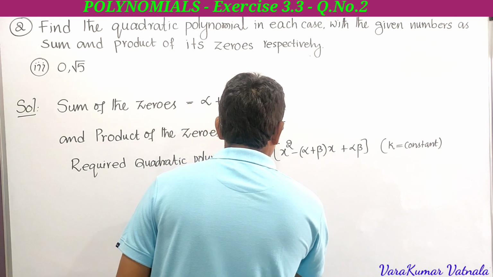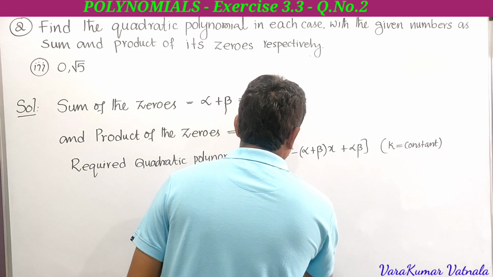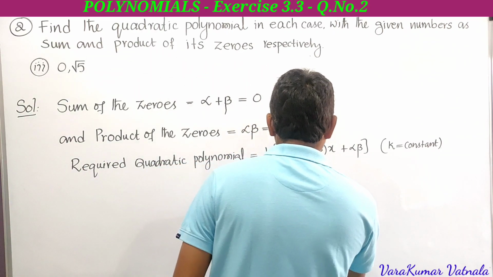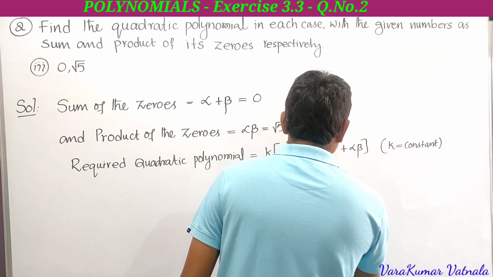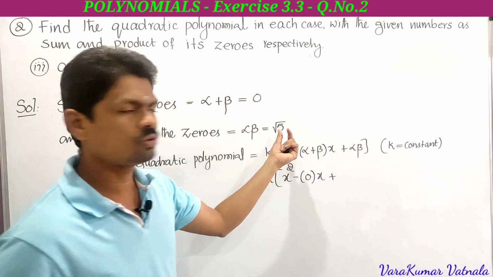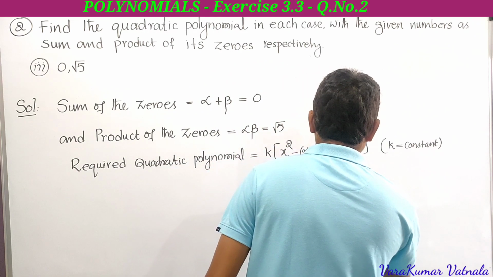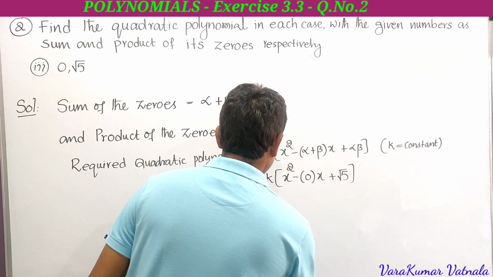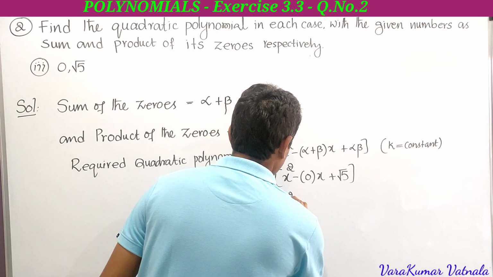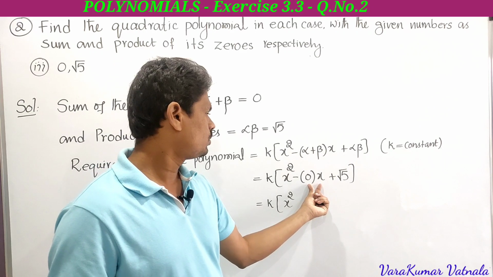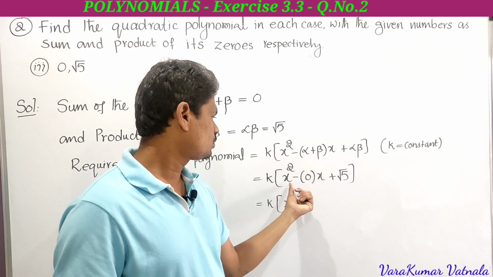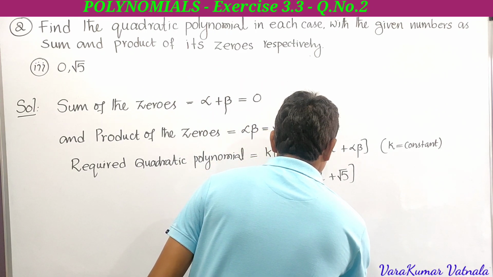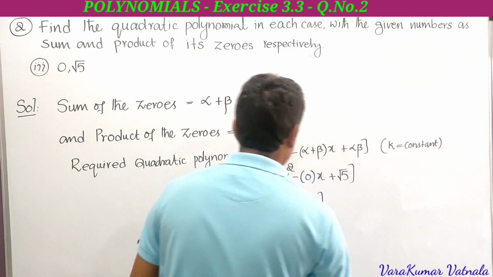So now I have to substitute alpha plus beta and alpha into beta values here. So here k into x square minus alpha plus beta is 0, so 0 into x plus alpha into beta value is root 5. So simply substitute root 5. So now the quadratic equation becomes k into x square, so 0 into x is 0, so this total term becomes 0. So here x square plus root 5 is there, simply we have to write x square plus root 5. So this is the quadratic equation.